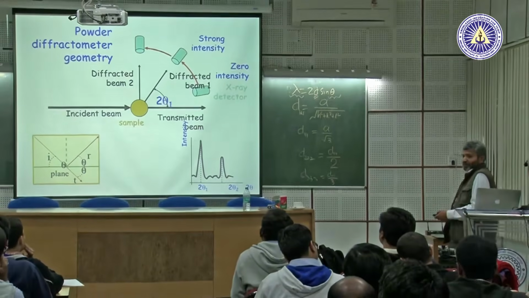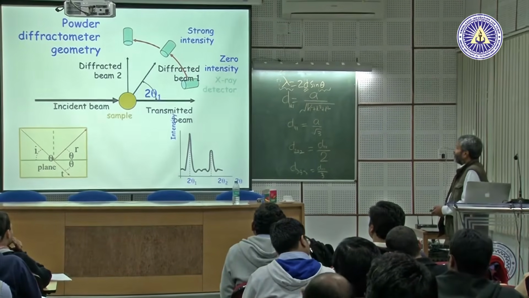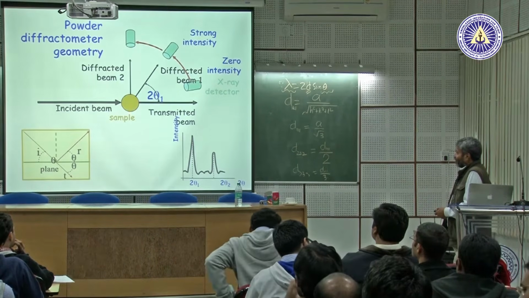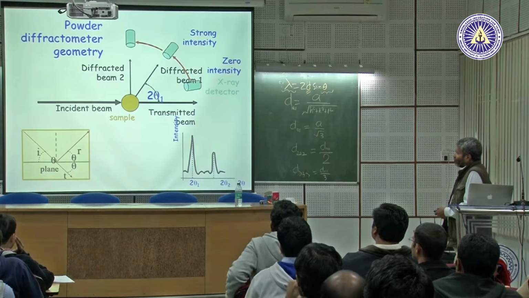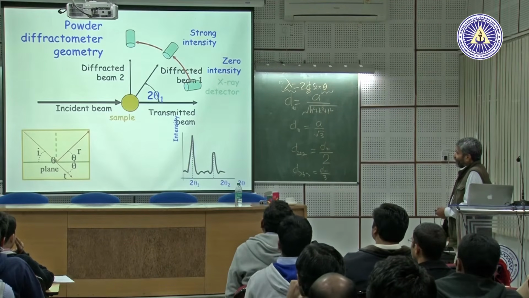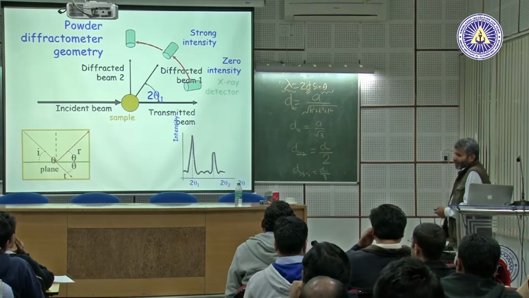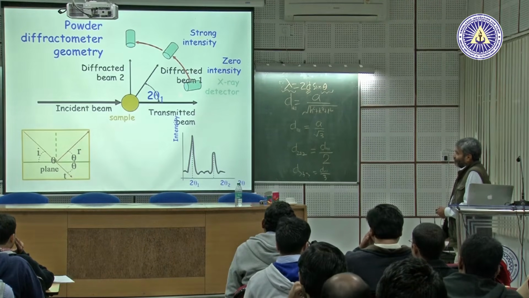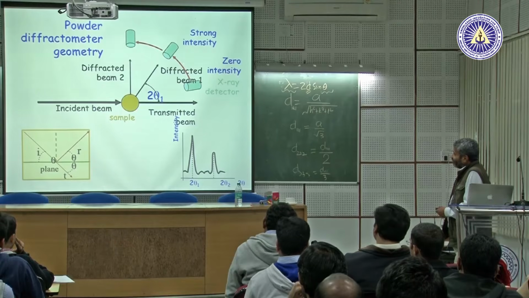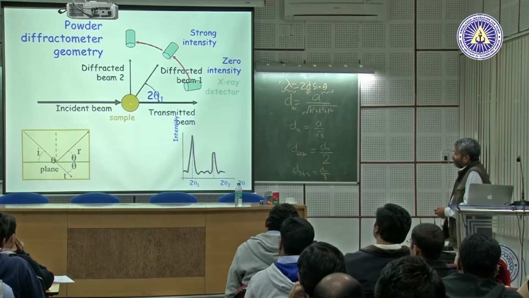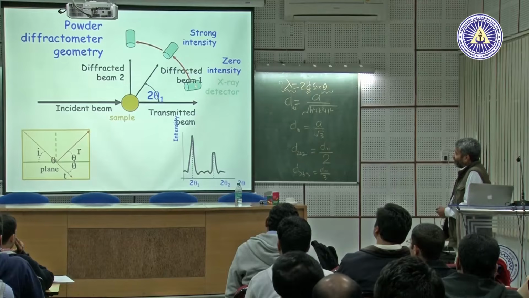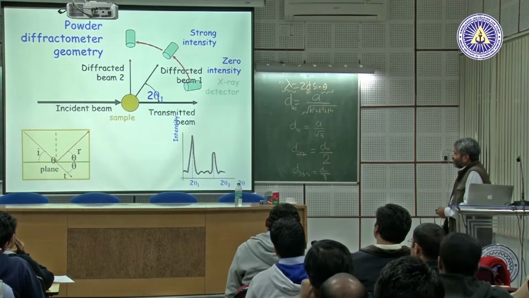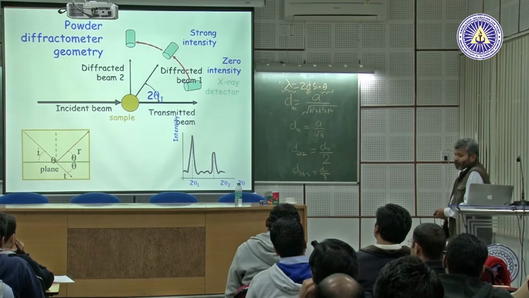Let us look at a little bit of schematic detail of powder diffractometry. You have an incident beam, you have a sample, you have a transmitted beam, and you will have one or more diffracted beams, diffracted beam 1, diffracted beam 2. You have to catch these diffracted beams to get your diffraction pattern. To catch that, there is an X-ray detector. The X-ray detector moves in a circle around the sample. The sample is at the center of the circle. By Bragg's law, you know that the angle between the transmitted beam and the diffracted beam is always 2 theta.